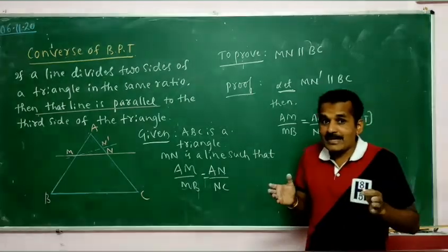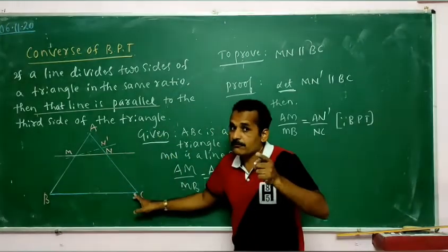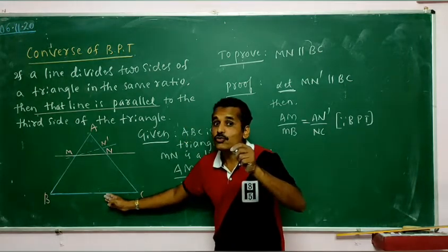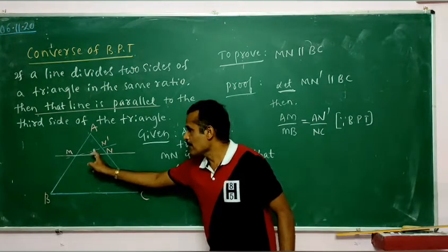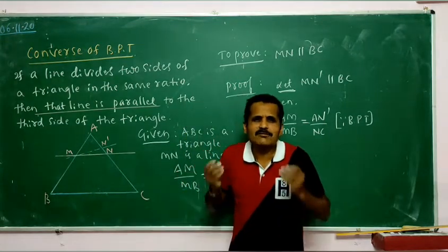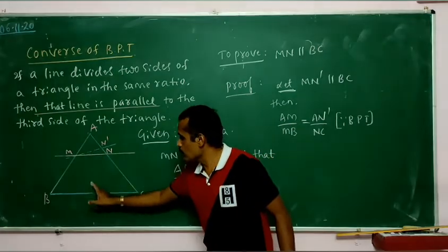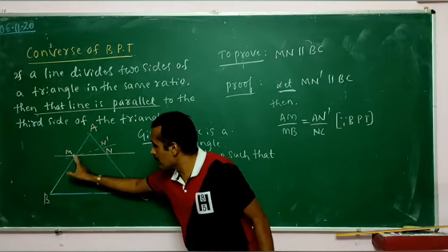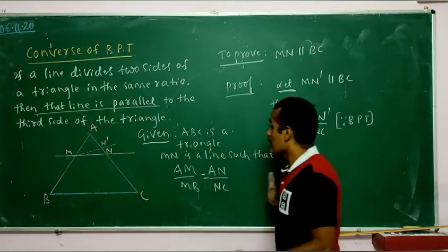What is BPT says? जब दो लाइंस आपस में पैरेलल है, अभी भी मत कंफ्यूज मत कर लो कि यहां से दो पैरेलल आ गए, दो पैरेलल हो गए. We have assumed, हमने समझ लिया है कि ये दोनों आपस में पैरेलल है. It's for the time being, assumption. इसको बोलते हैं assumption. समझ लो ये दोनों आपस में पैरेलल है. जब ये दोनों आपस में पैरेलल है, AM by MB is equals to AN dash by N dash C हो गया.